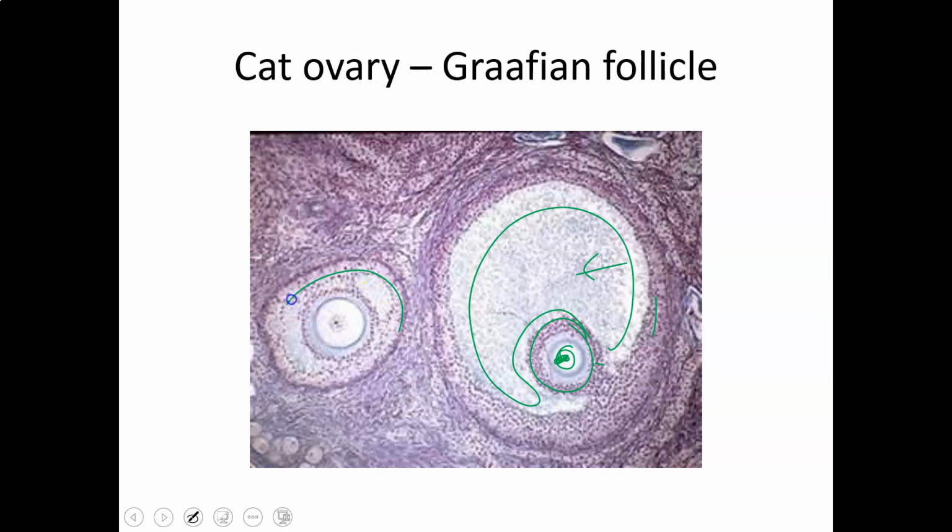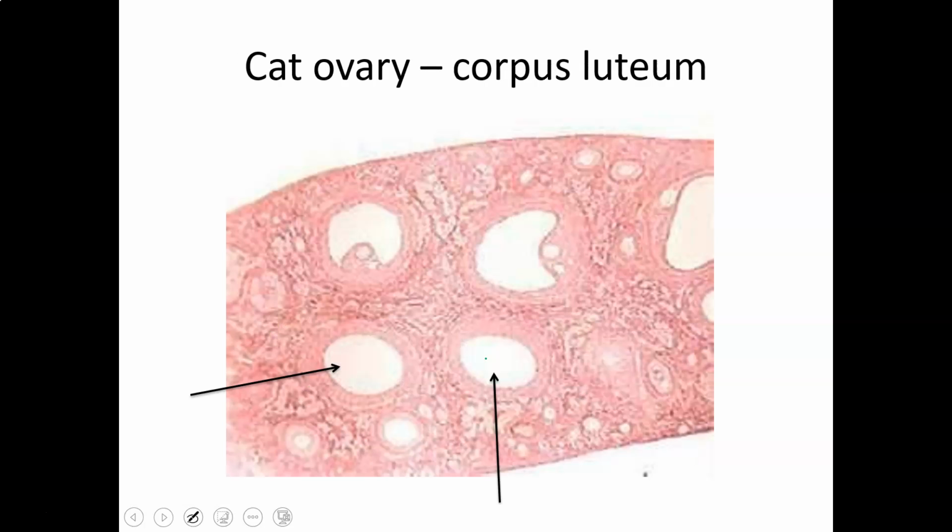Now this one, it's more immature, but we do still have some of those little fluid pockets that are developing, and so this is just a less mature Graafian follicle. This one is a more mature Graafian follicle. Cross-section through the whole ovary.